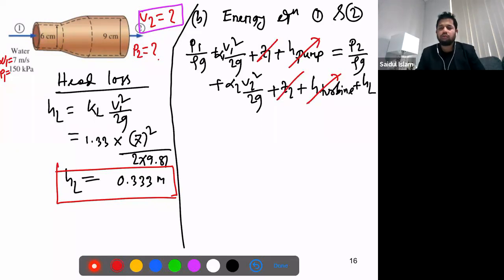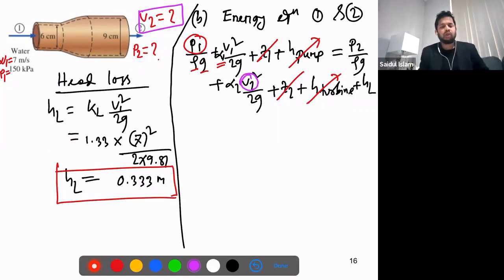Now we know the pressure P1. We know the density and gravity. Alpha 1, the kinetic energy correction factor value. V1, this velocity, we know, gravity we know. Pressure P2, we're going to calculate. We do not know the velocity V2. And we calculated the head loss here, so it is also known. So what we don't know from here is this velocity.